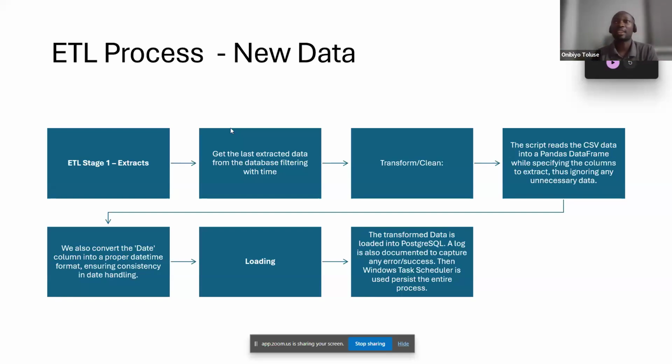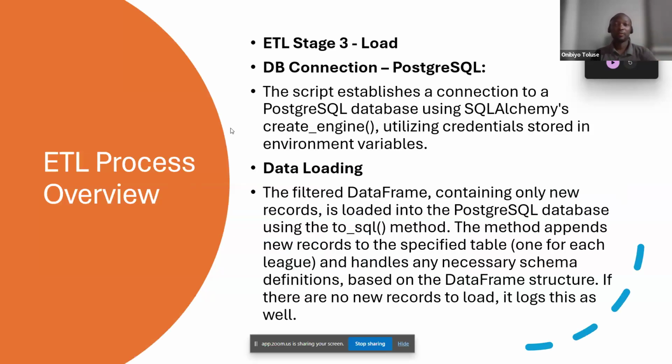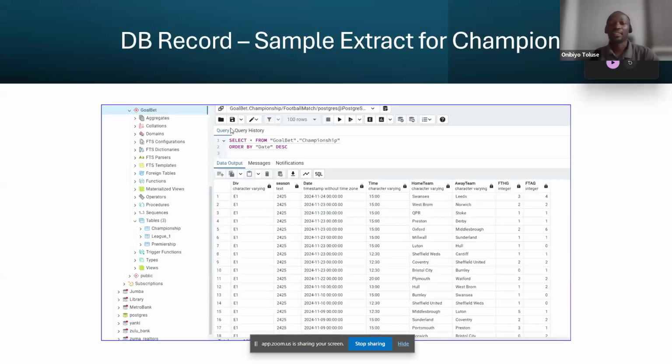So at any point in time, if your data analyst or your data scientist needs to do all the fancy graphs and all the fancy dashboards, they would always have data. So the work you have as a data engineer is always ensuring that there is data in the right format, data that is cleaned for use by your data scientist. So this is the database showing the records that we have extracted.